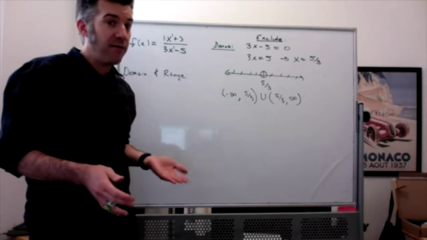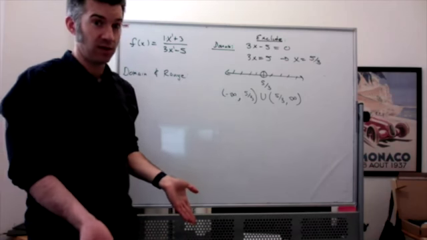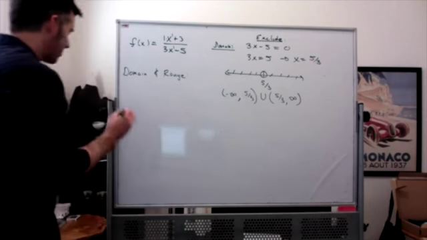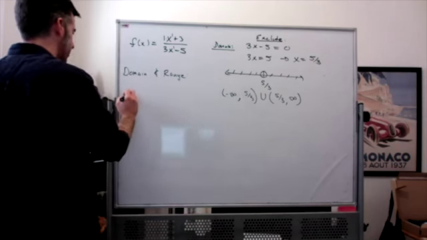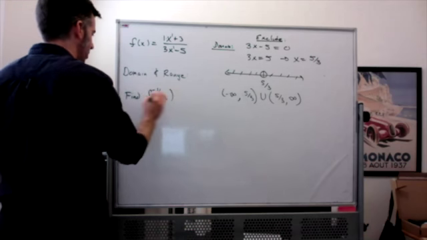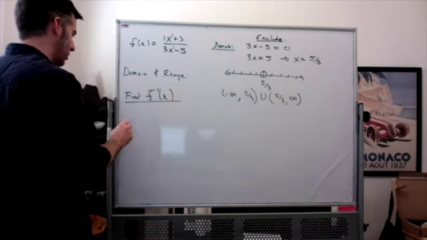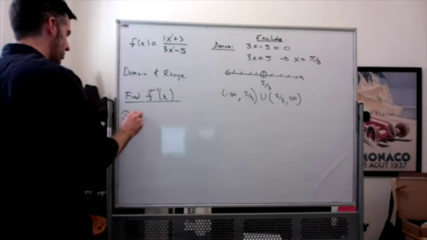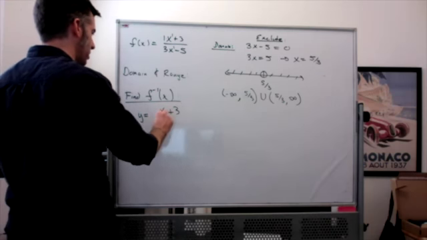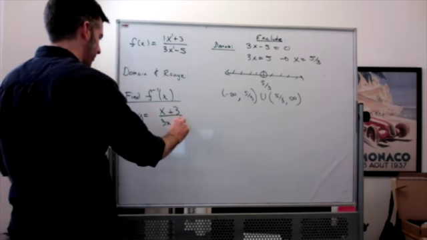But we don't have to know any of that to be able to find the range. We just have to be able to find the domain of the inverse function. So let's find the inverse function through our usual process. Step 1, which is not really much of a step, right? y equals (x plus 3) over (3x minus 5).